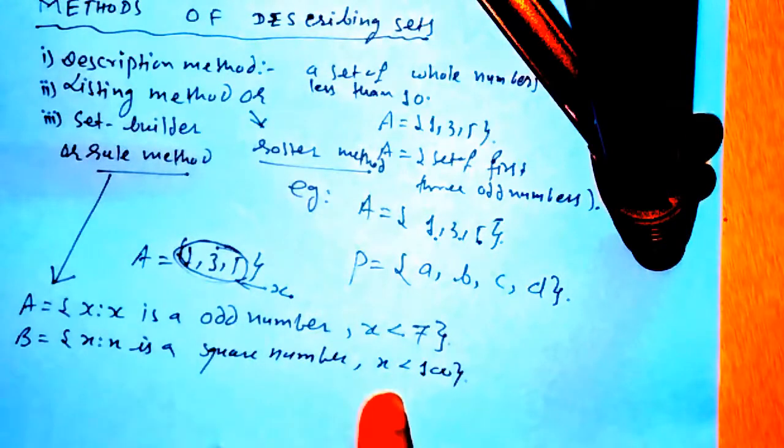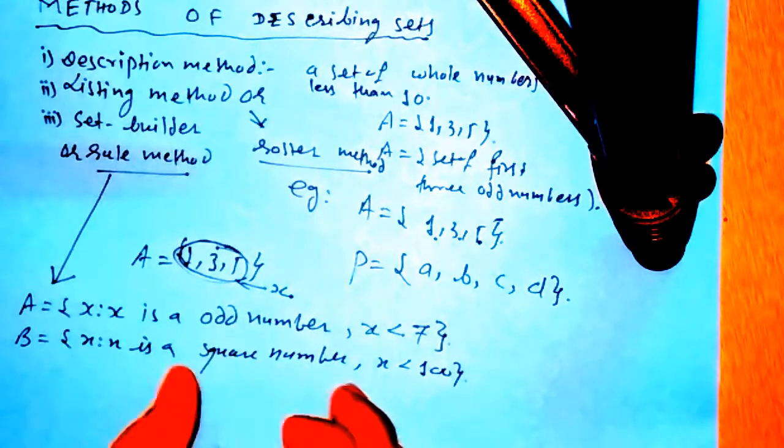So it implies that x such that x is a square number where x is less than 100. This means square numbers less than 100 we are supposed to take. So square numbers less than 100 means what? If you list these elements, it will be the listing method.